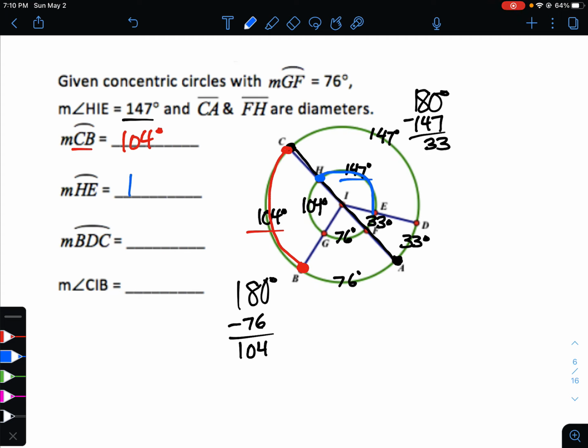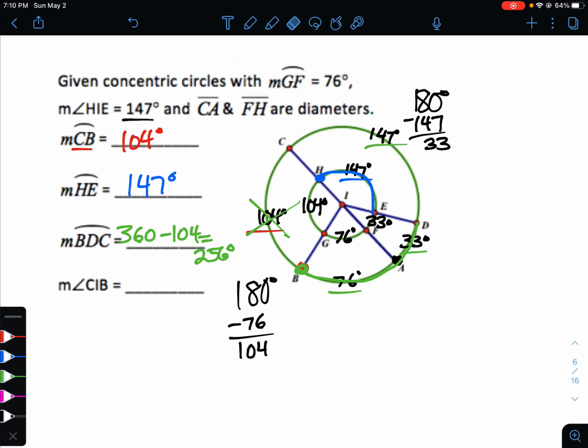Next, it wants us to find the measure for arc BDC. So starting at B, we're going to wrap around to D, and then we will continue to wrap that around all the way to C. And so one way would be to add together these three numbers that I've underlined in green. The other would be to just take 360 minus that section that we don't want, which is 360 minus 104, and that's going to be 256 degrees. There's our measure for arc BDC.